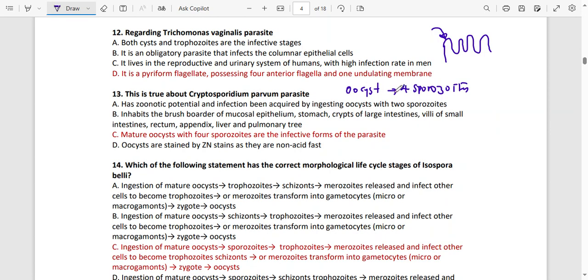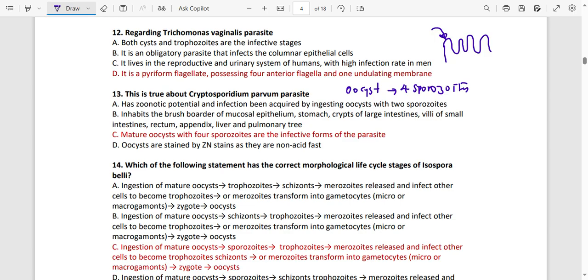Okay, hope that's okay. Another thing we need to know about this guy is that you can use the Ziehl-Neelsen stain, which is a ZN stain, because it's acid fast. So D is not correct because of the not acid fast. And then another thing is that in water, these guys can actually survive even when you put chlorine there.